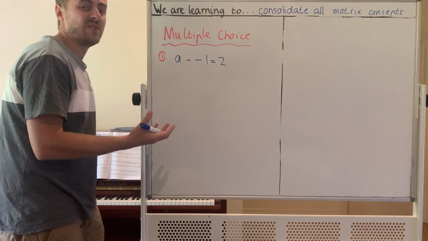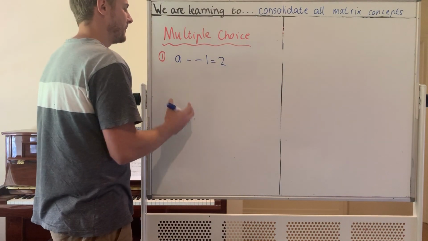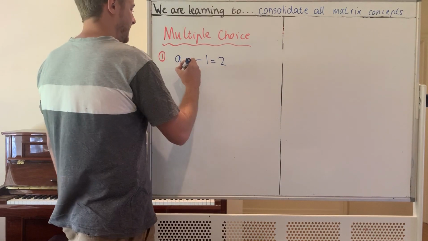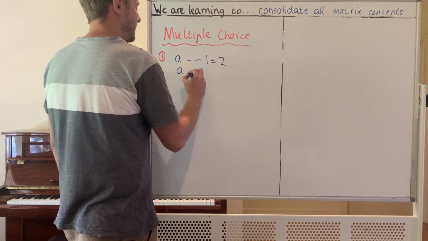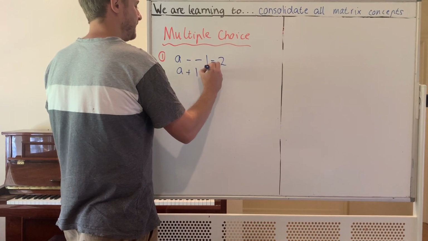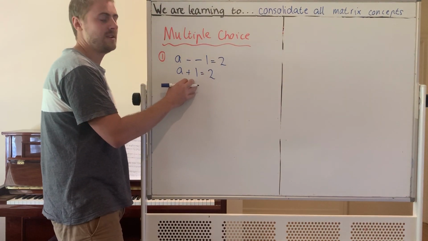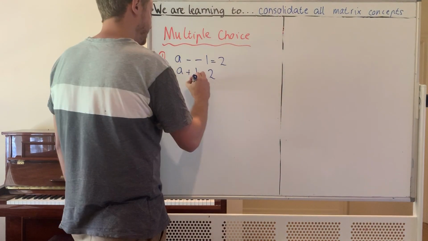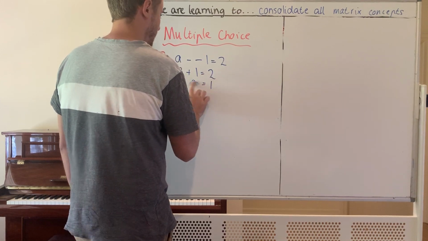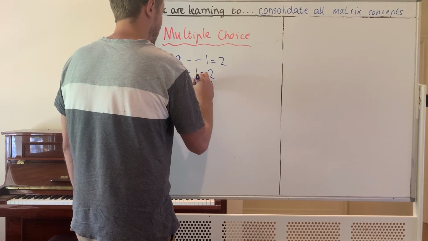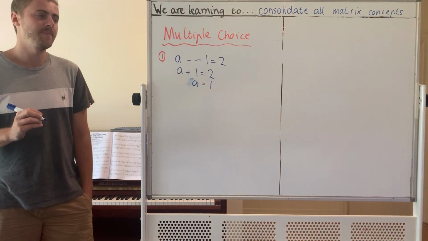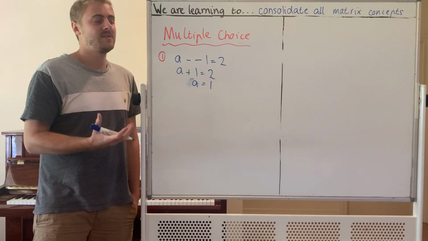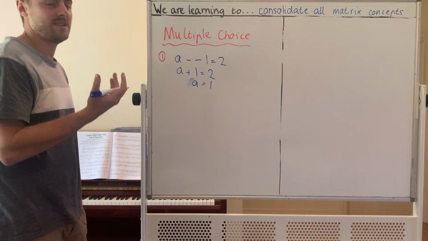So here it's just like normal algebra really. We have to solve for A. Now I'm just going to simplify this a little bit. Minus a negative is plus. So something plus 1 equals 2 must be 1. So A equals 1. That already eliminates options C, D, and E, so it has to be either A or B.